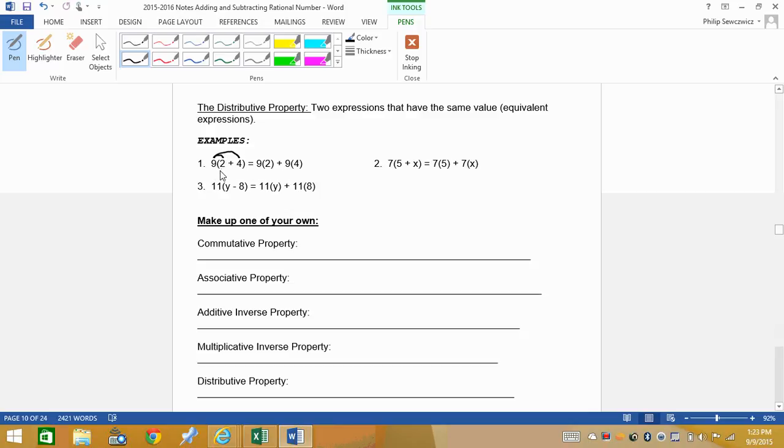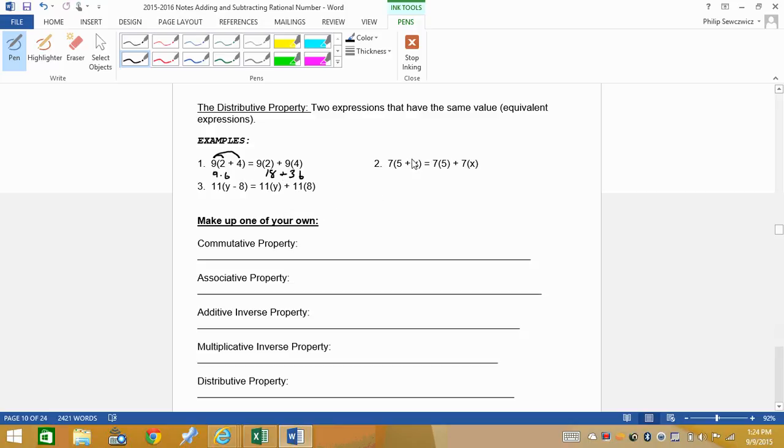If we do order of operations, 2 plus 4 is 6. 9 times 6 does give me 54. If we come over here, 9 times 2 is 18. 9 times 4 is 36. Well, guess what 18 plus 36 is? It's 54. So again, it allows us to do other things.